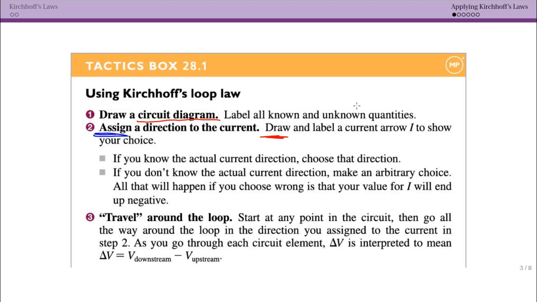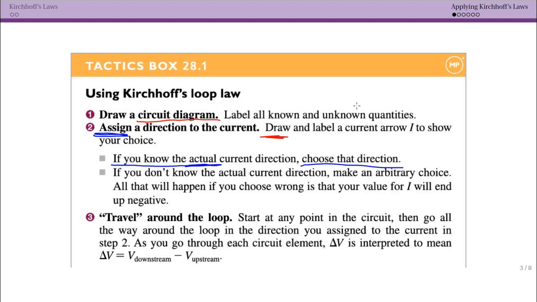So the second step is going to be assigning a direction to the current. Note that the word here is assign. If all else fails, you might actually pick the wrong answer, but in the end your answer will tell you that. So it says if you know the actual current direction, choose that direction.